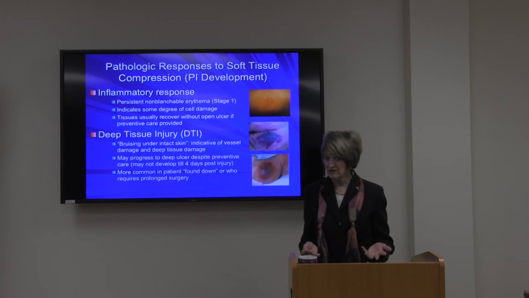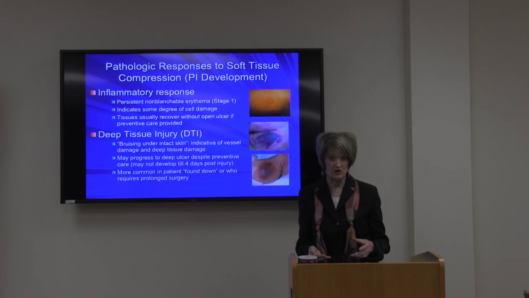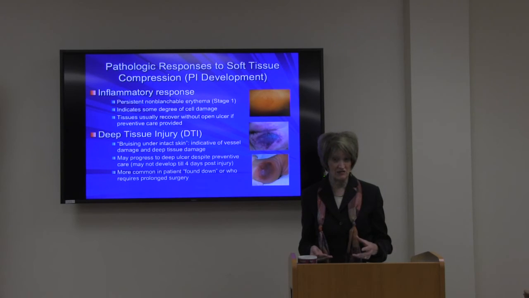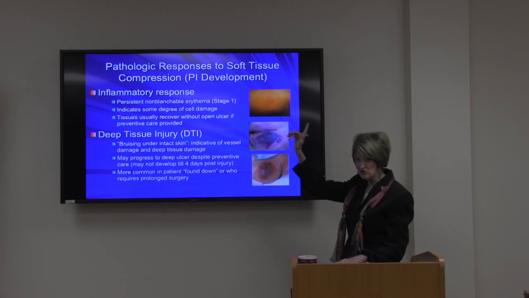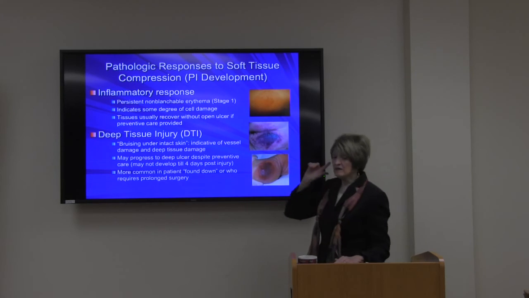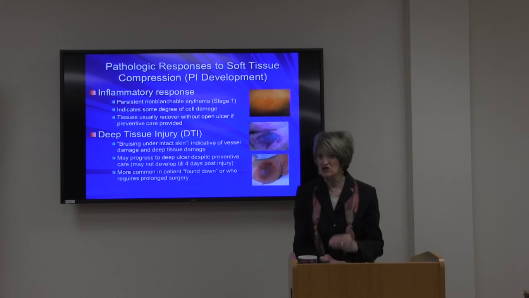What causes this? Well, remember that damaged cells release inflammatory substances that cause persistent vasodilation. So when you have enough damaged cells, you get a persistent vasodilation that's manifest as a stage 1 pressure injury. Non-blanchable, persistent erythema. When you see that, you know there's some degree of tissue damage in the underlying tissue. What you don't know is how extensive it is.